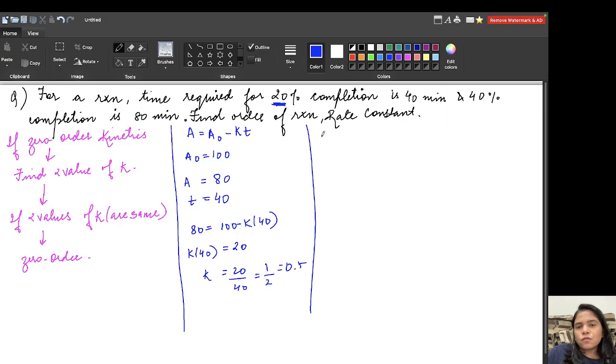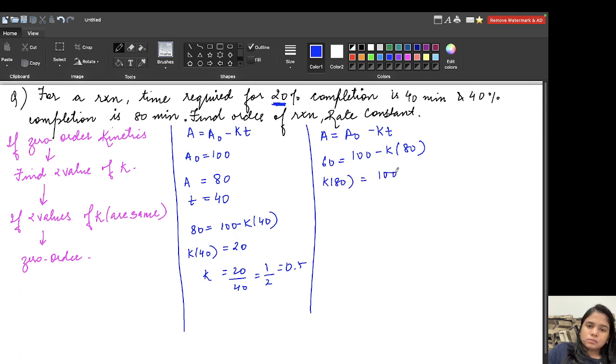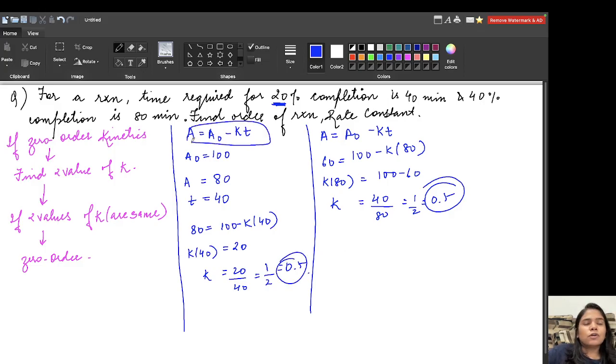Similarly, apply the same formula for the second thing that is given. So A is, 40% completion means how much is left? 60. A naught is 100, minus K, and time is 80. K will come out to be 40 divided by 80, which is half, which is 0.5. So both the K values are coming the same in the zero order formula, right? So it means your reaction is a zero order reaction, and your K value has also been defined, 0.5.